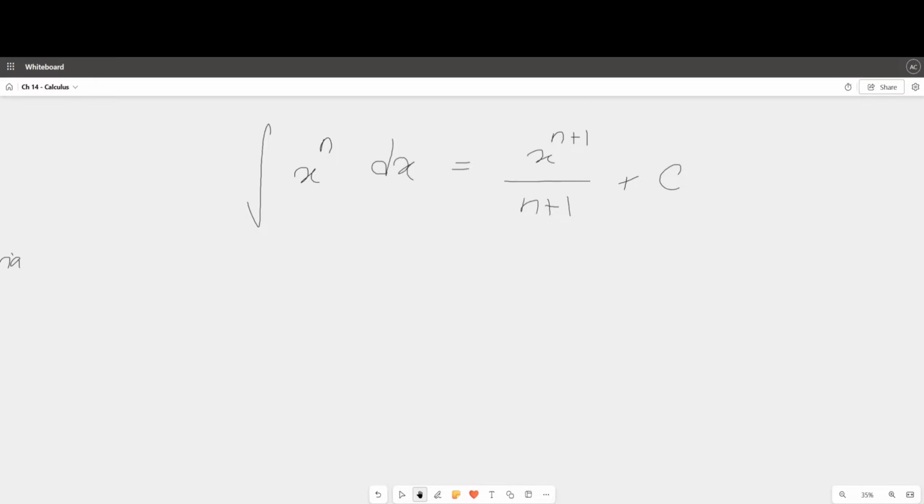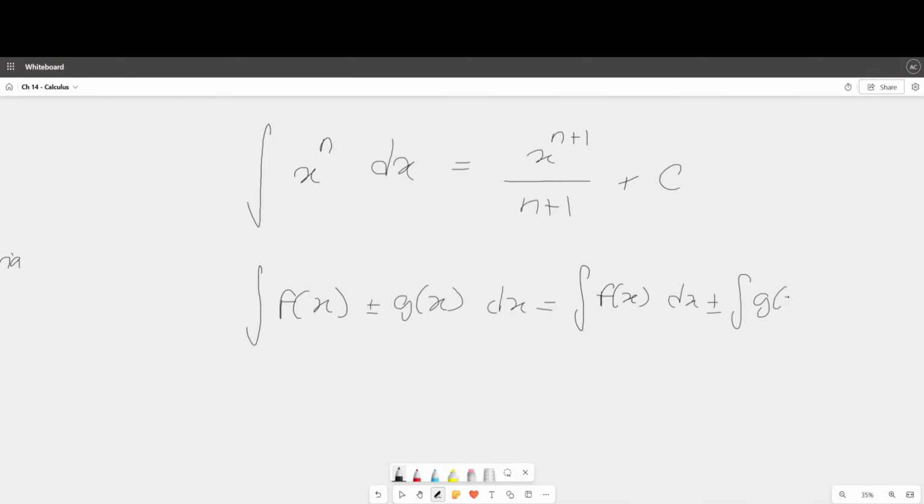And then we obviously have the integral of f of x plus or minus g of x dx. Same thing, just split the integral and remember to add the dx. Same thing with the constant. The integral of k f of x dx is equal to k multiplied by the integral of f of x dx.